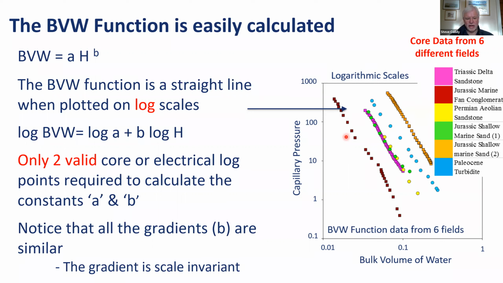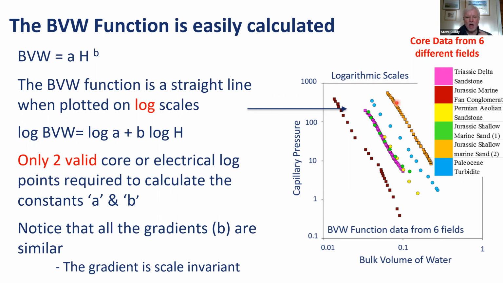A. But what you notice here is that in all these different fields of very different geological age and different depositional environments, all these lines are straight. This proves that the BVW function is this simple function. In actual fact, these fields suggest that we could have calculated the BVW function from just 2 points. It only takes 2 points to define a function, a straight line in log space. So a lot of these very expensive measurements were not necessary.